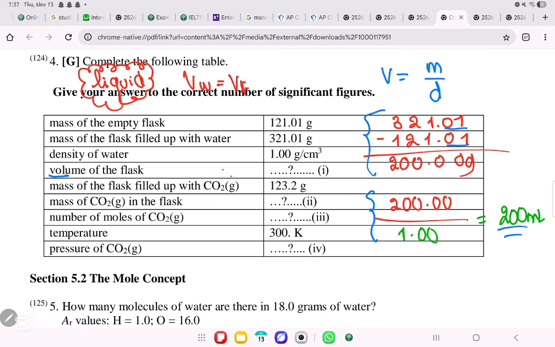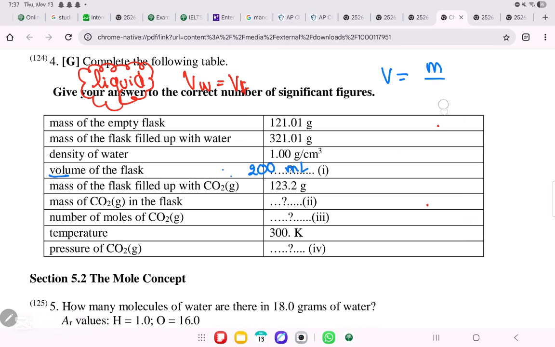So this volume of water is gonna be what? It's also gonna be the volume of the flask. Perfect.